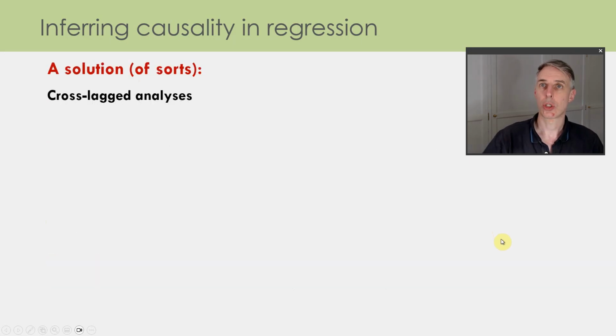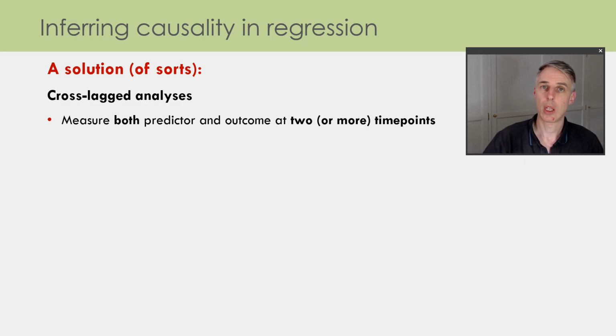So a solution of sorts, and I say of sorts because in the end it isn't actually a solution. It's not a foolproof way of inferring causality, but it does help. It can give you a better indication than other methods, and that is cross-lagged analyses based on cross-lagged panel designs. Now, the key thing here is that you measure both the predictor and the outcome at 2 or more time points. So rather than just measuring the predictor at one time point and the outcome at a second time point, you measure both of them at both time points.